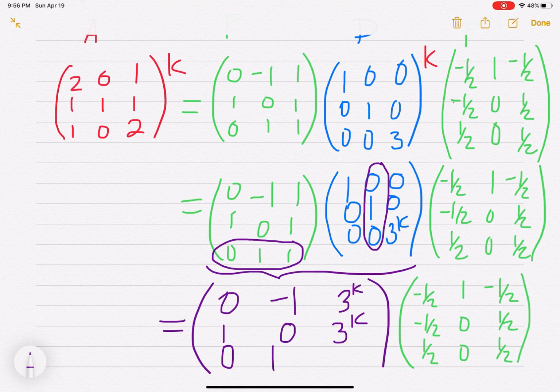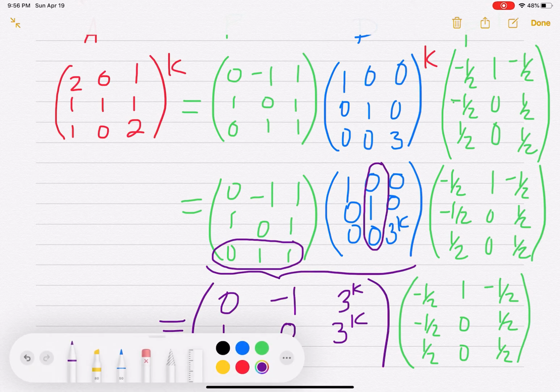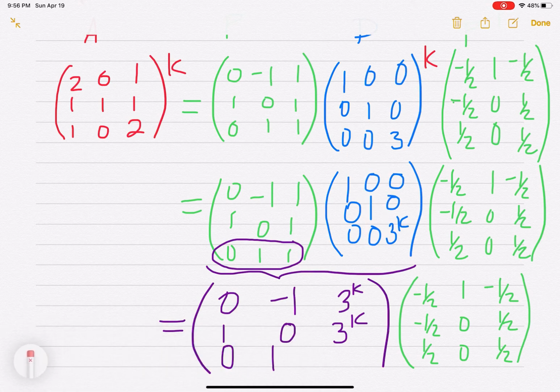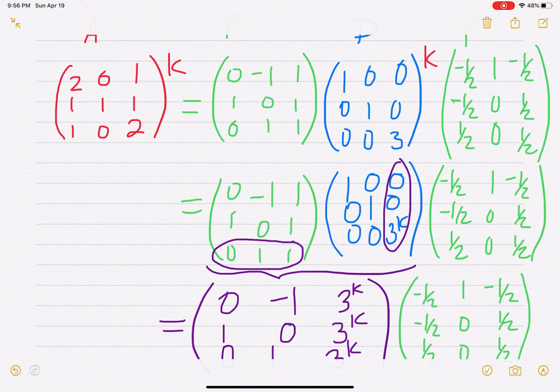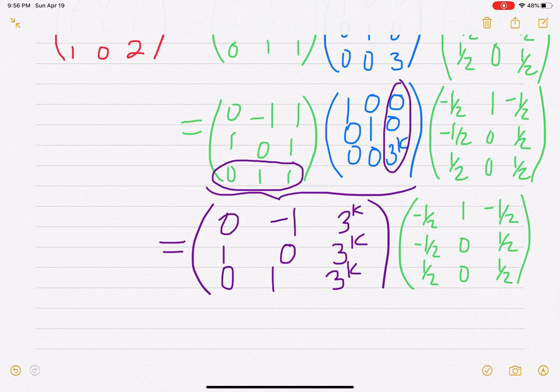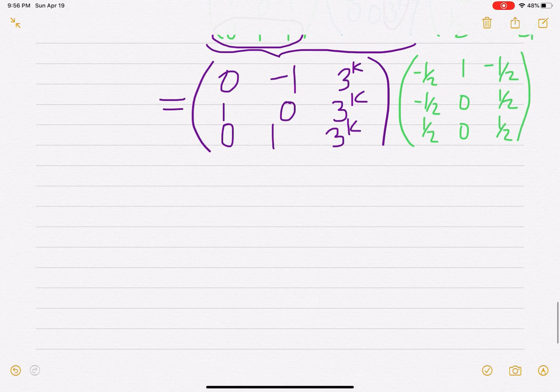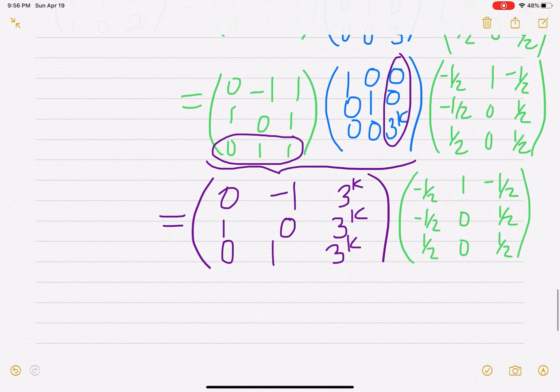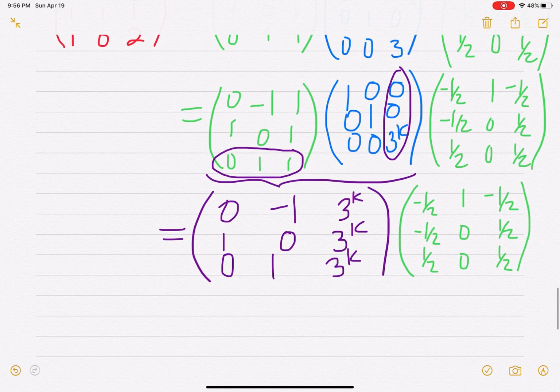All right, we're going to do the third row and the third column dot product. 0 times 0 is 0, plus 1 times 0 is 0, plus 1 times 3 to the k. 3 to the k. All right, so we're done with that. Let me just think a second. Looks good.